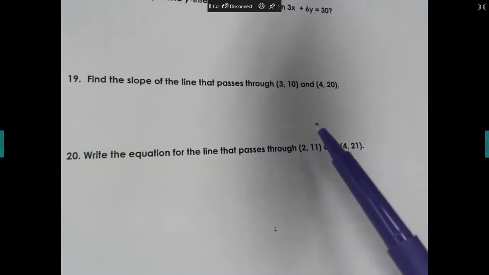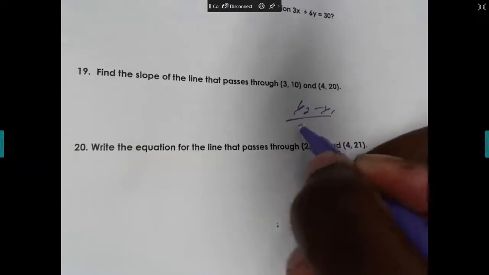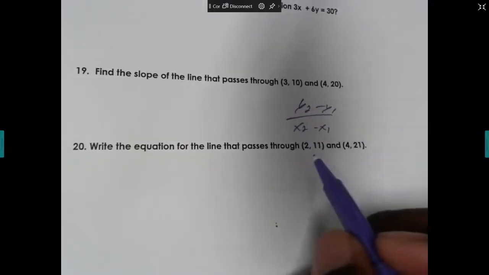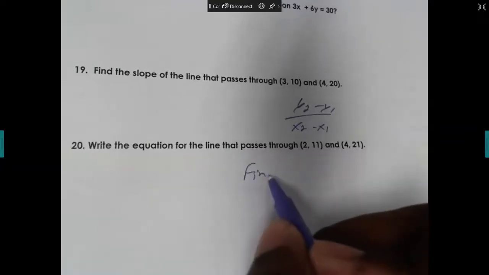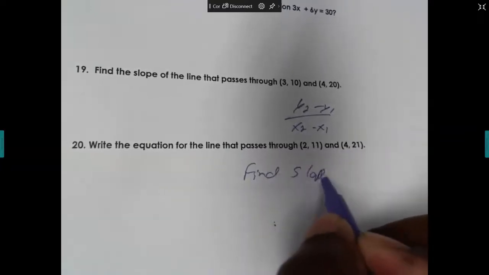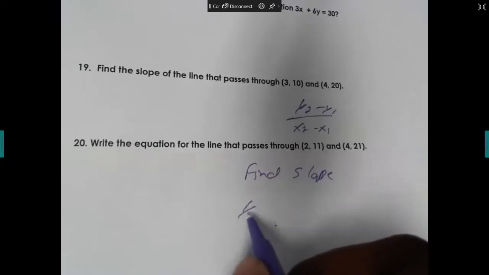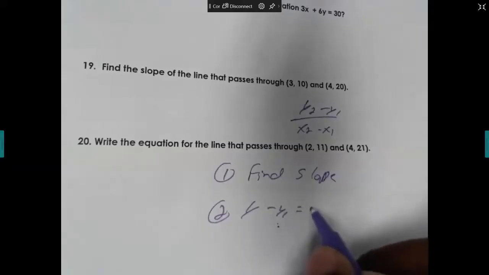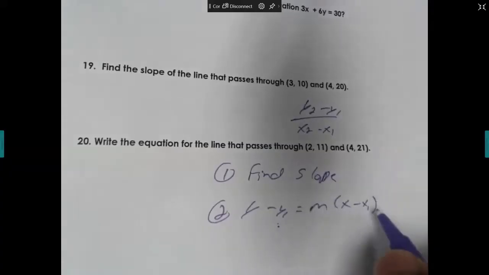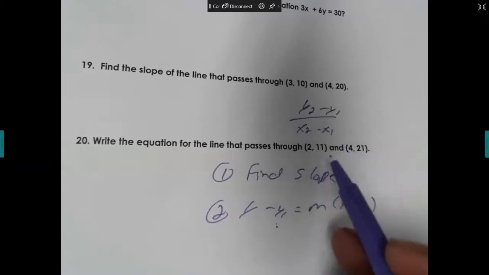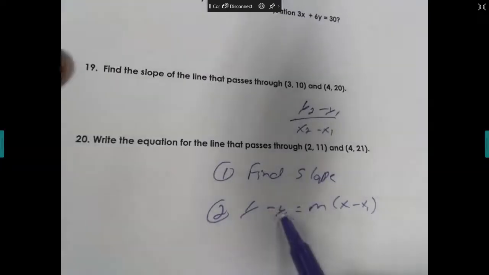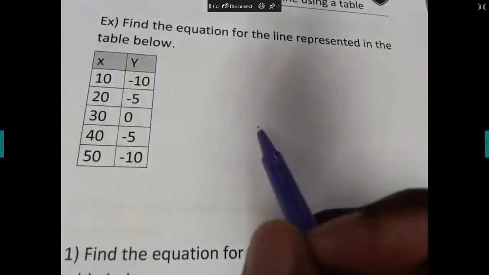In both of those, you have to find the slope using the y sub 2 subtract y sub 1 over x sub 2 subtract x sub 1 formula, where you need to find the slope. This one makes you find the slope first. Then after you find the slope, you use y subtract y1 equals m times x subtract x1. We'll plug in all the numbers from the slope and the one point on the graph. You write the equation. Now, this is not much different from writing the equation for a line using a table.